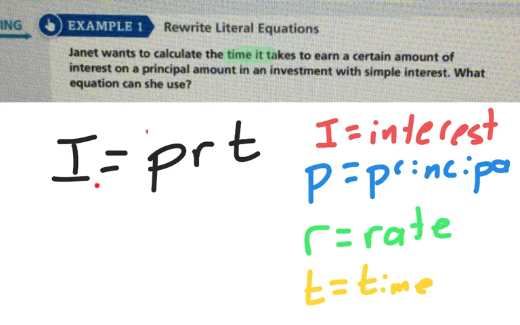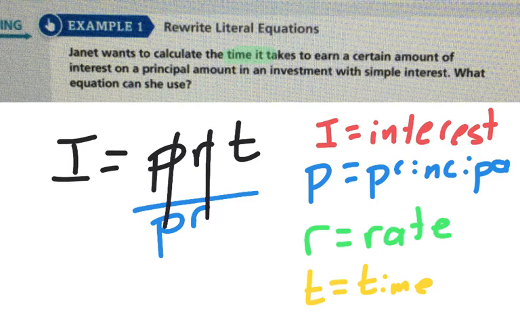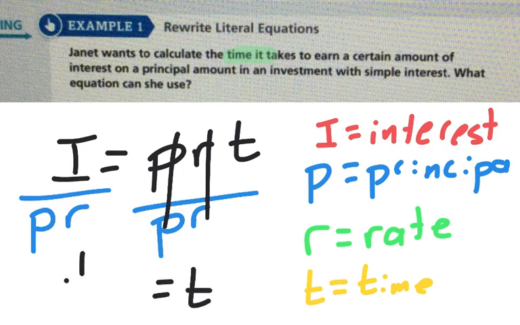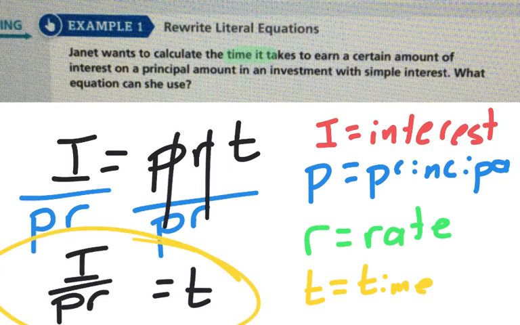Why is T not by itself? It's being multiplied by P and by R. So how can I undo multiplying by P and R? What's the opposite of multiplying by P and R? Dividing by P and R. If I divide by P and R, then they cancel. If I do it to one side, I have to do it to the other side. That's what keeps equations balanced. And so this says T is equal to I over P times R. So the amount of time she's going to have to leave that in the bank is going to be equal to the amount of interest she's paid divided by the principal and the rate.